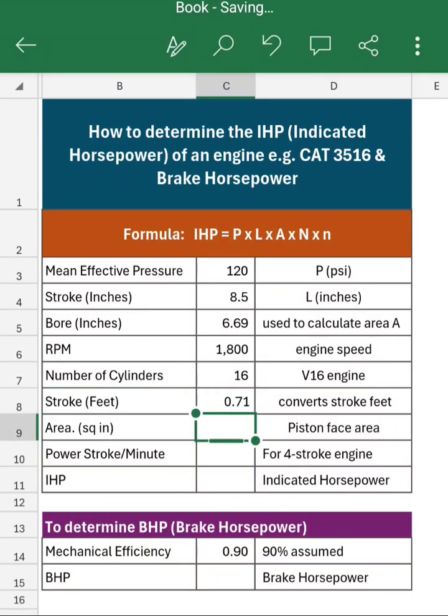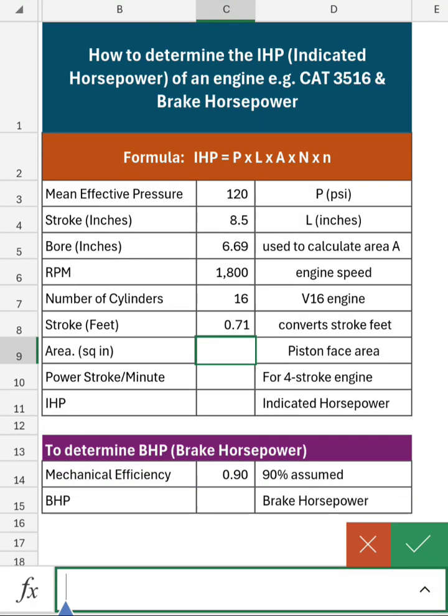The next one would be the area in square inches. I'm going to need pi for this, because we're talking about an area, and the bore is cylindrical, so we're going to need pi for this. So that would be an equal sign and then pi, that is 3.1416. Then I'm going to open and close parentheses.